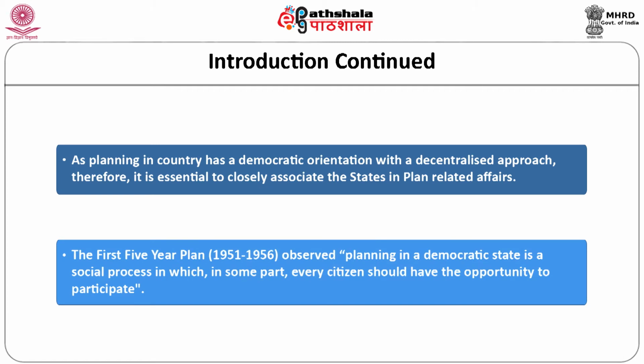The first five-year plan, 1951 to 1956, observed that planning in a democratic state is a social process in which, in some part, every citizen should have the opportunity to participate. To set the pattern of future development is a task of such magnitude and significance that it should embody the impact of public opinion and needs of the community.